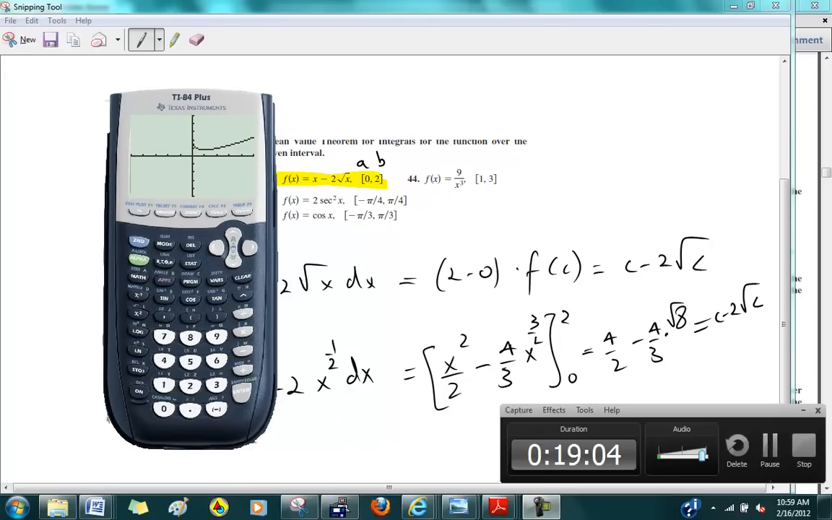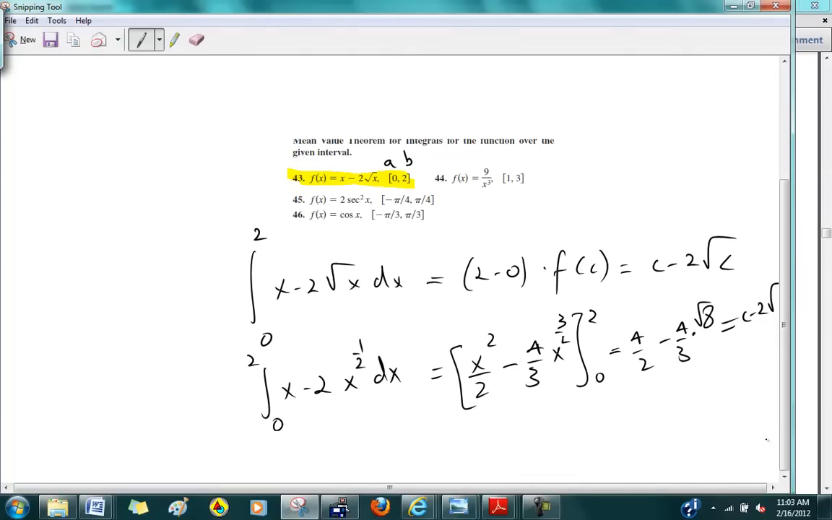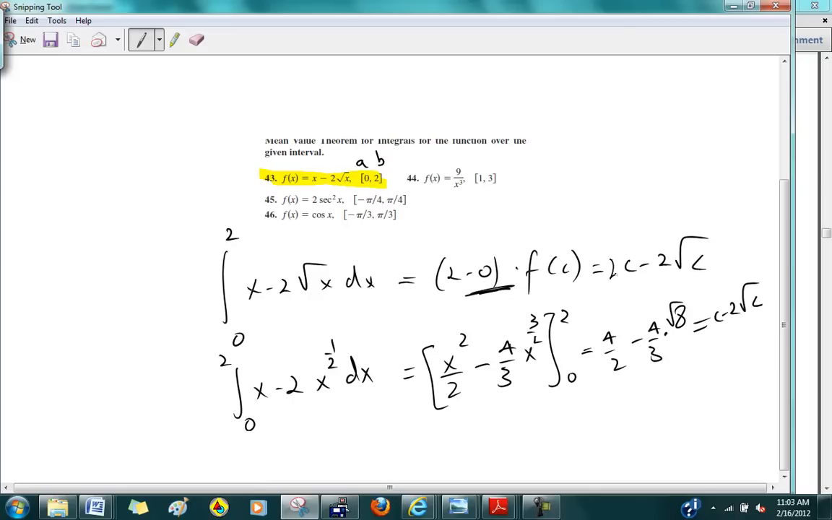What's going on? Okay, time for another pause, and I need to fix my errors. Okay, so I think I see where my problem is. On the right hand side, I forgot to put this 2 in there, so there should be a 2 here. Okay, so then the equation becomes, if I divide everything by 2, then I get 1/2 minus, wait a minute, I am slow today. Okay, so divide by 2, so that gives me a 1 minus 2 over 3 root 8 is equal to c minus 2 root c.